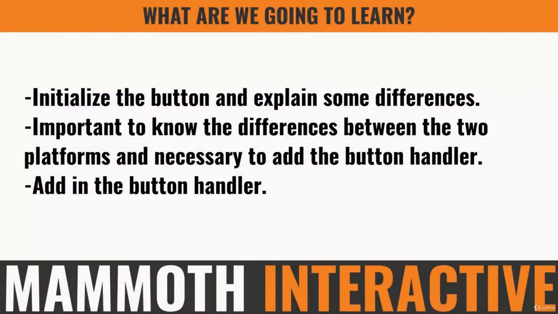In this part of the tutorial, we're going to initialize a button and explain some differences. So it's important to know the differences between the two platforms, iOS and Android, because there are subtle but distinct differences. It's also necessary in iOS to add the button handler, whereas that was not necessarily a need in Android. So we're going to add in the button handler directly, and I'm going to explain a couple of the differences, such as the lack of the need to initialize our different fields in iOS versus Android.